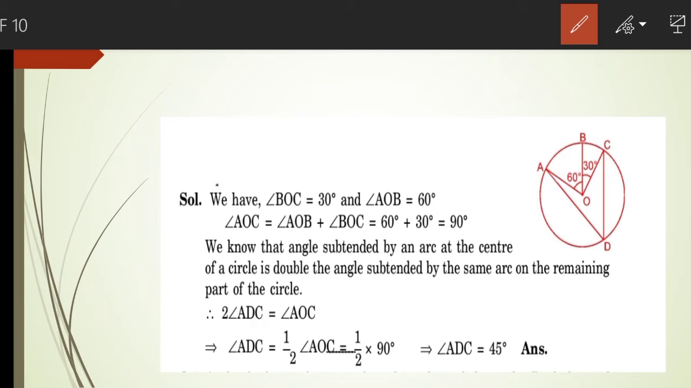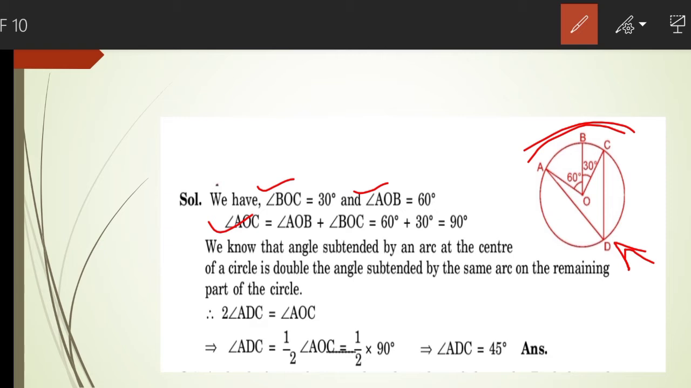We have angle BOC as 30 degrees and AOB as 60 degrees. So together AOC will be 90, 60 plus 30 is 90. Here we are using theorem 8, that is, the angle subtended by an arc at the center of a circle is double the angle subtended by the arc on the remaining part of the circle. Here we have to find the angle ADC. So the point D lies on the remaining part of the circle, where we are considering the arc as AC.